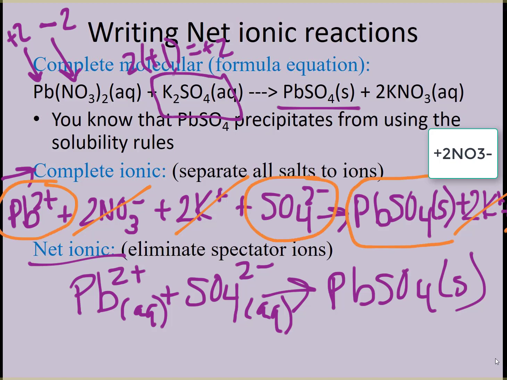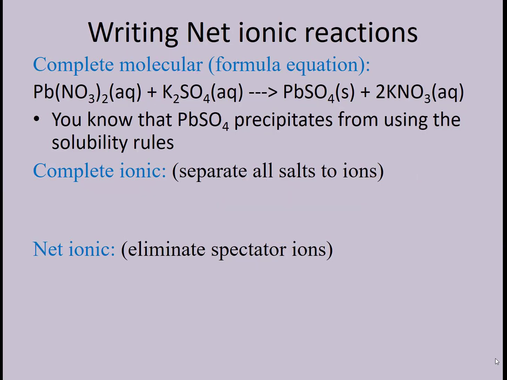So this is just another way to do it. So again, you can either start from the solid or liquid or gas and then work backwards, or you can write out the complete ionic where you separate it into its ions with the correct charges and everything's balanced. And then you can eliminate the excess, which are the spectator ions.